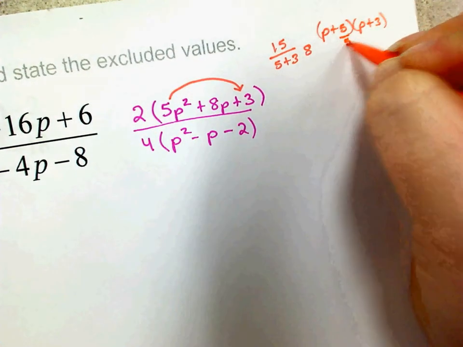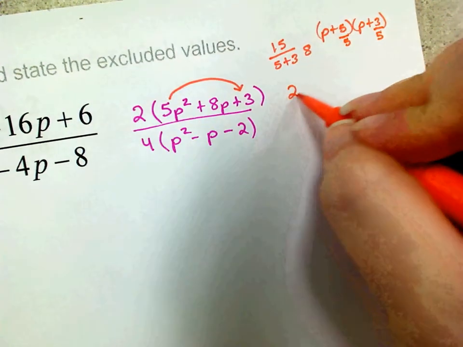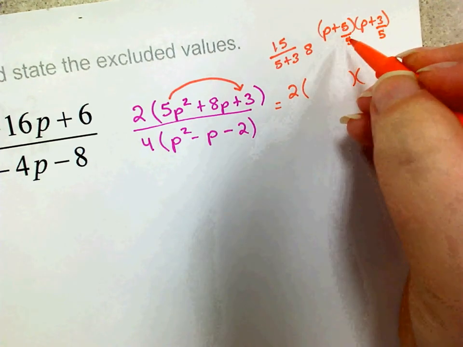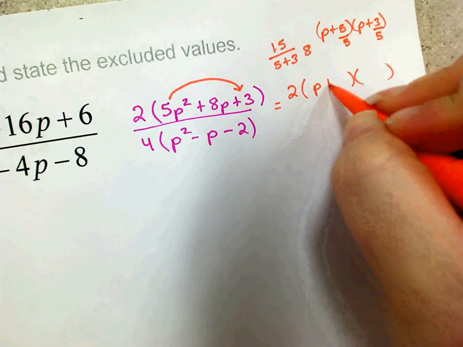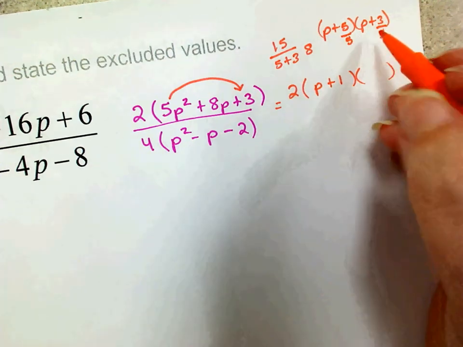Okay, so it's going to have 2 times p plus 5 divided by 5. 5 divided by 5 is 1, so p plus 1. p plus 3/5, that doesn't simplify, so I'm going to move the 5 up and say 5p plus 3.